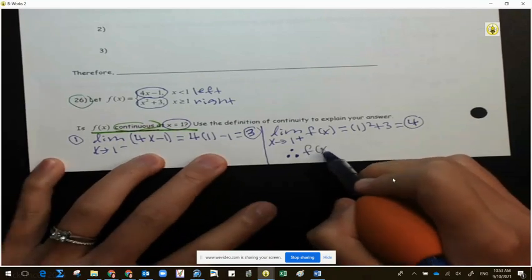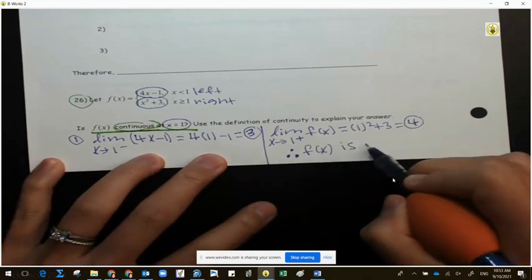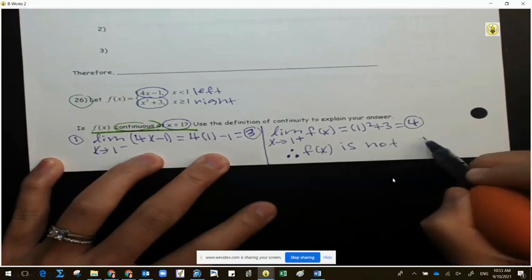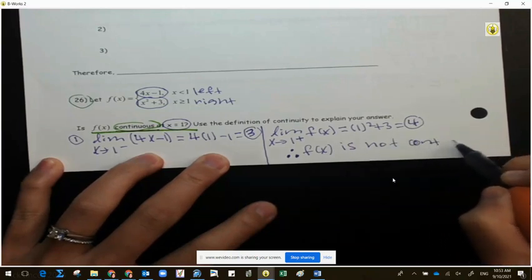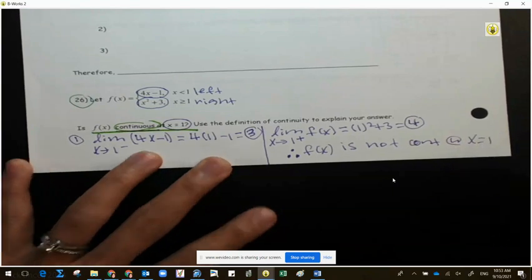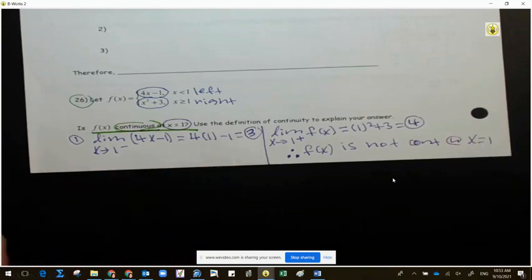So we have f of x. I have 2 students a little off task. Oh no. It's not continuous at x equals 1. So again, restating that original phrase will give you credit for it, or 1 extra point.